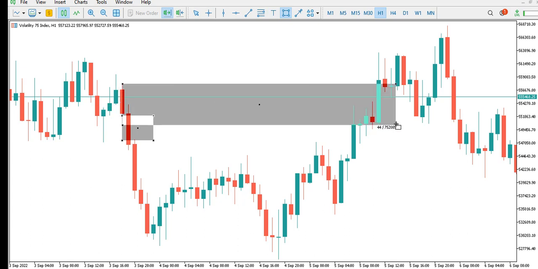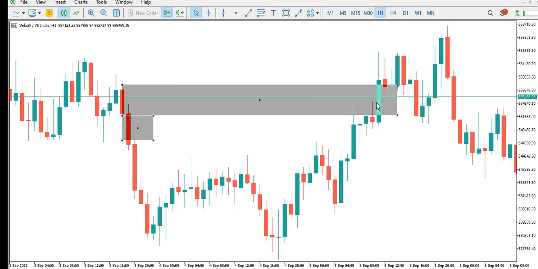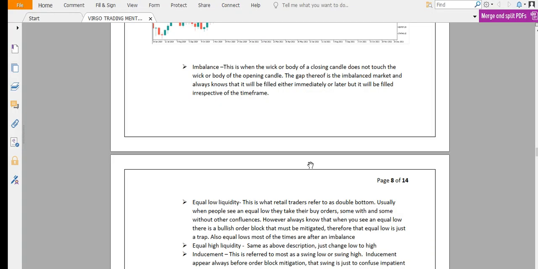So what do you do now? This is what we now see. So this candle took out the liquidity above our order block here. So instead of us selling here, what do we have to do? We have to buy. Hence you see this bullish move. As simple as that. Right, that's an imbalance.